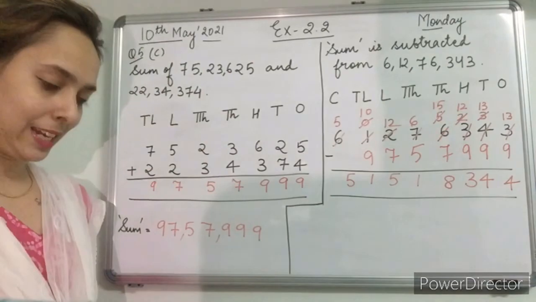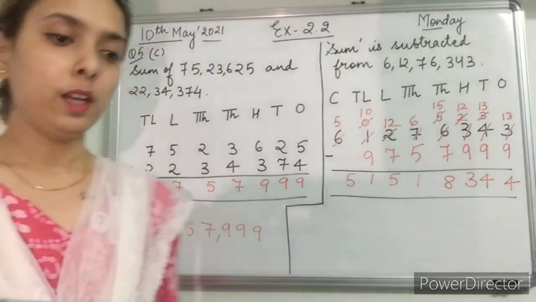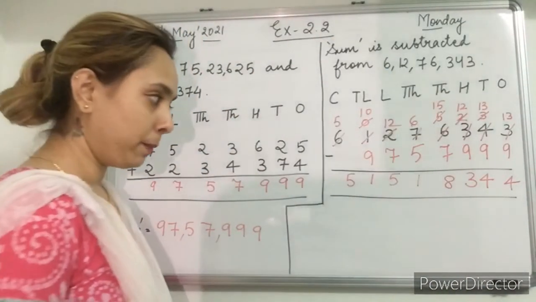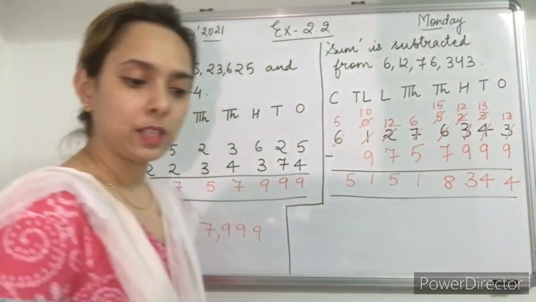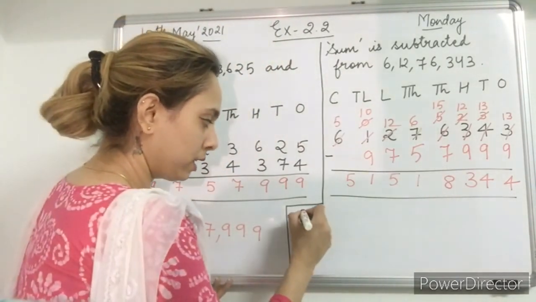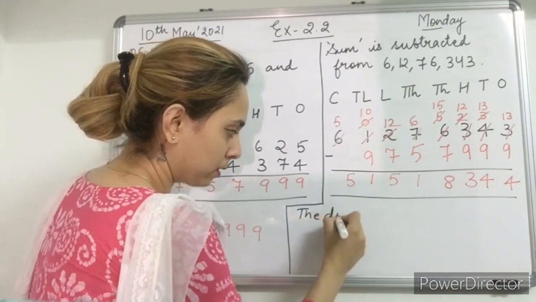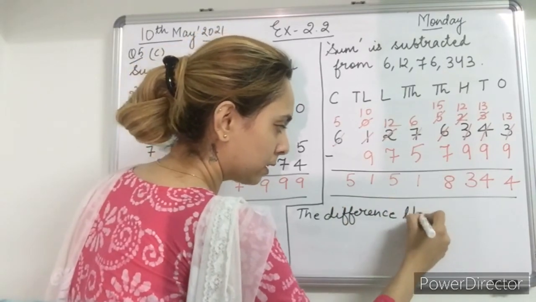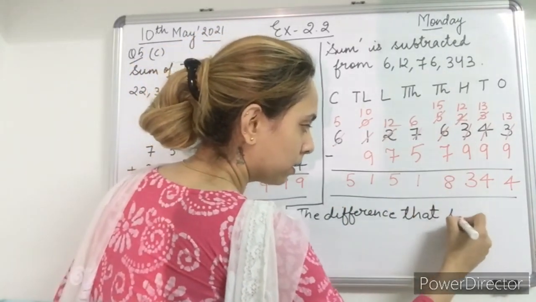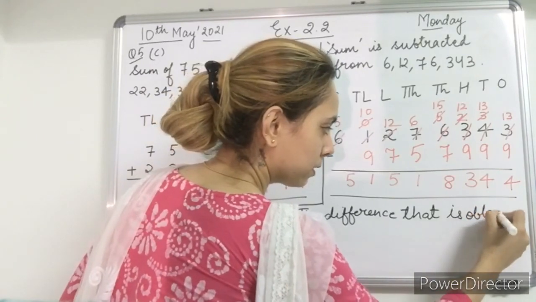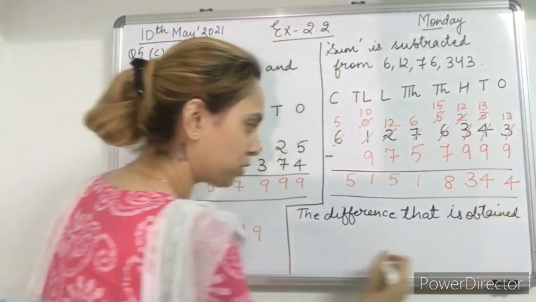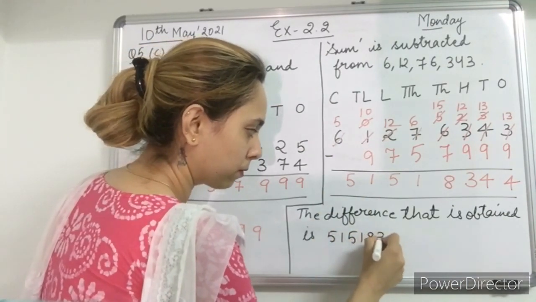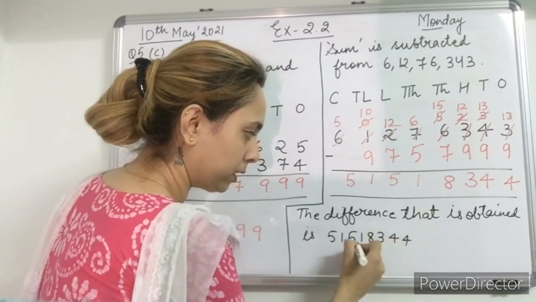So the last statement we will write from the question, and the statement will be: the question says what is the difference that is obtained. So we will write: the difference that is obtained is, put the periods.